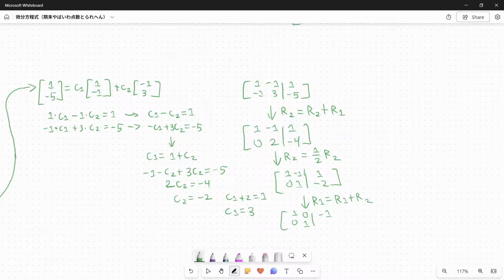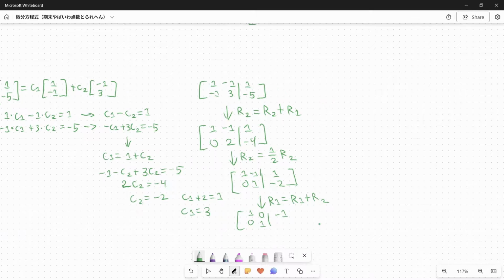Did I do something? Oh, I see what I did wrong here. Yeah, and then I just realized I made a mistake in our other process. C sub 1 should actually be equal to negative 1, not 3. Okay, now everything is matching up.